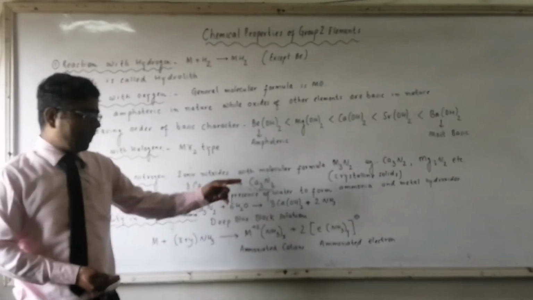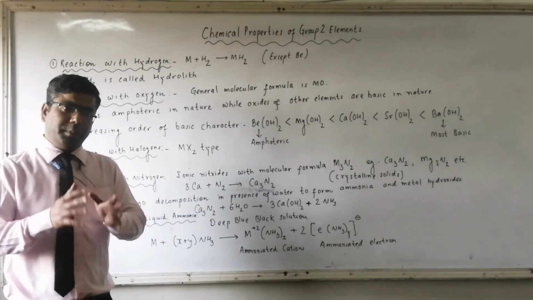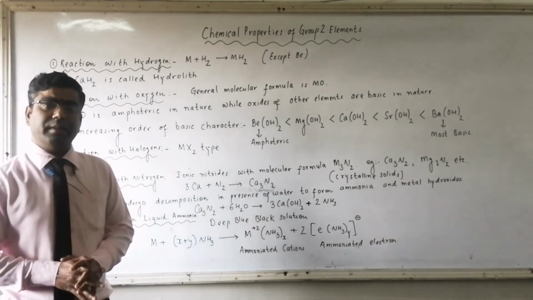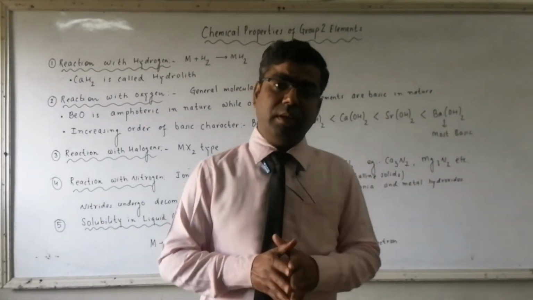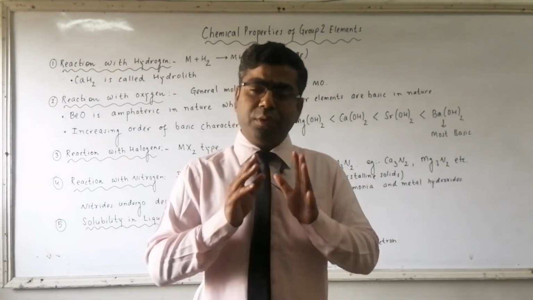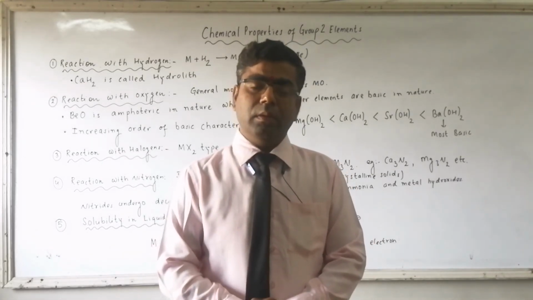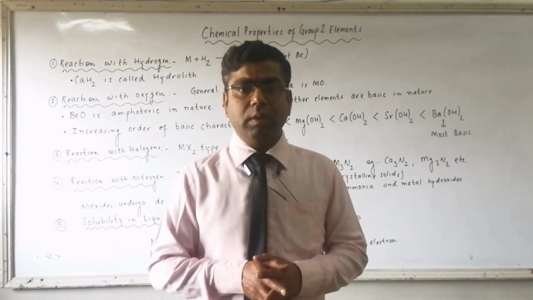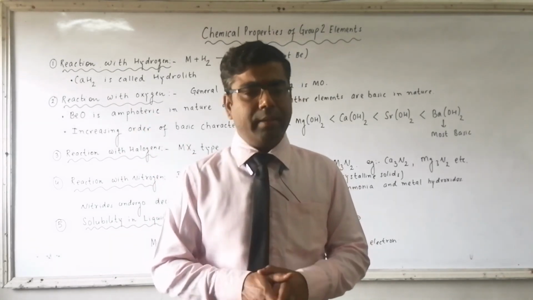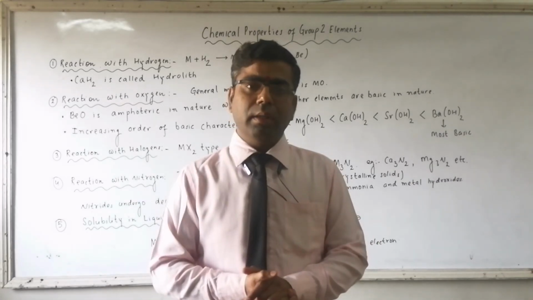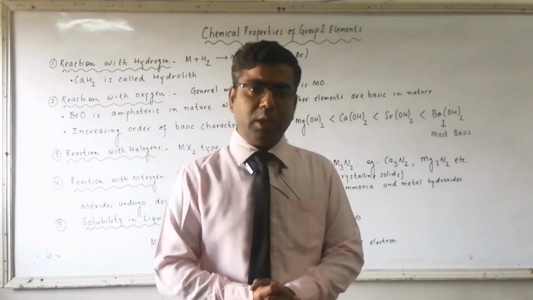The cations and anions present are responsible for electrical conductivity. We need ions, positive and negative ions, in solution. If ions are there, then electrical conductivity will be exhibited. So that's all in the chemical reactions of alkaline earth metals, and it's all over in the chapter S block elements. Thank you and have a good day.